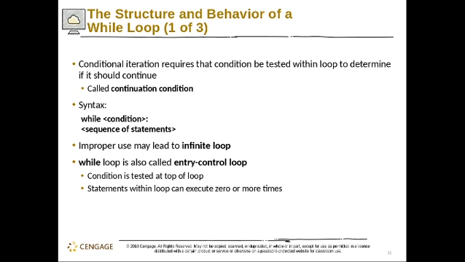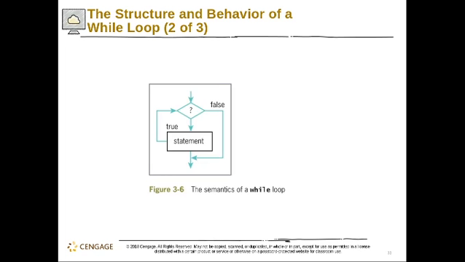So for example, while your condition is met, you will have a sequence of statements. Improper use of this while loop may lead to infinite loops. The while loop is also called an entry control loop. So the condition is tested at the top of the loop, and the statements within the loop can execute 0 or more times. So this is your while loop.